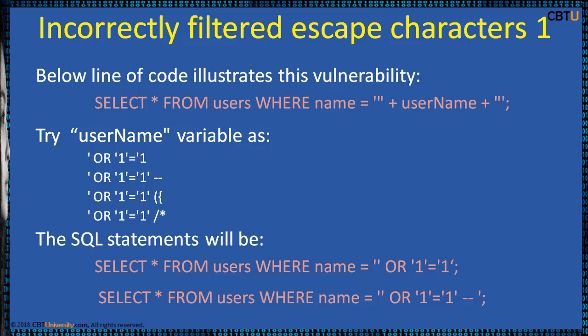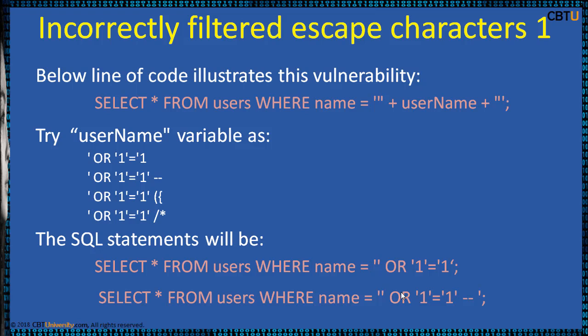For example, setting the username variable as ' or 1=1, or using other lines like this. With this input, the SQL statement will be select star from users where name equals '' or 1 equals 1. Evaluation of 1 equals 1 is always true. This will retrieve all the records from the users table.